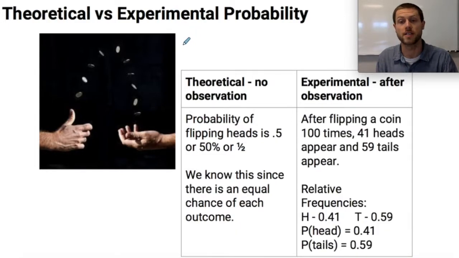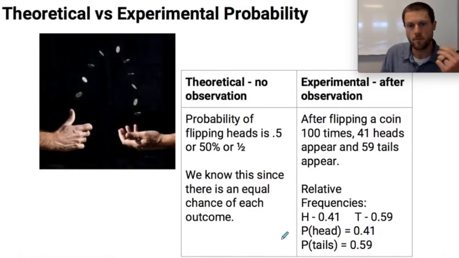If I wanted to actually test this theoretical probability, I could flip that coin. I could flip it 100 times, and let's say 41 times it's heads and 59 times it's tails. We would say that the relative frequencies or the experimental probabilities are given as 0.41 for heads, 0.59 for tails. And we can use this probability notation. The probability of heads is 0.41. The probability of tails is 0.59.